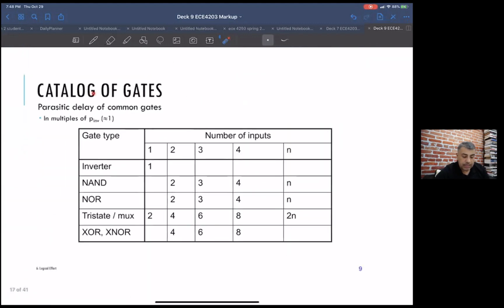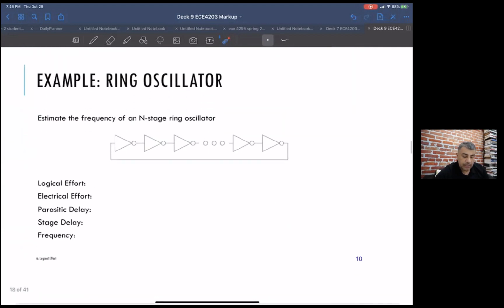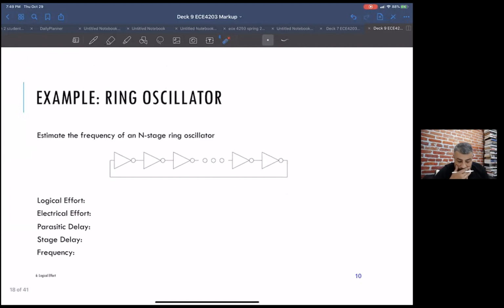And same with the P's. So, they went through and calculated the equivalent P's for a ratio to a P of inverter 1. And then the interesting thing is the parasitic of the NOR isn't any worse than the NANDs. But then things get drastically bad with the number of inputs. Okay, parasitics get bad. Okay, so let's do another example.